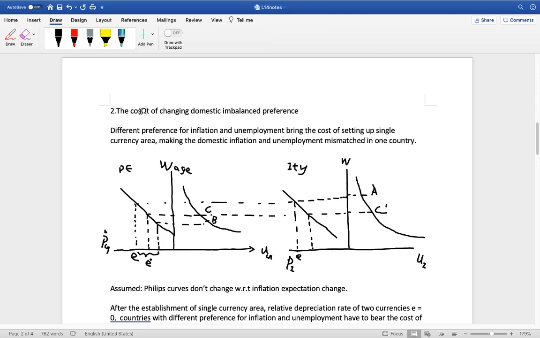The second cause is the change of domestic imbalance preference. That is, different countries have different preferences for inflation and unemployment. Some countries are sensitive to inflation, while others are sensitive to unemployment. This may bring a cost to the establishment of the single currency area and make the inflation and unemployment in the country unbalanced.